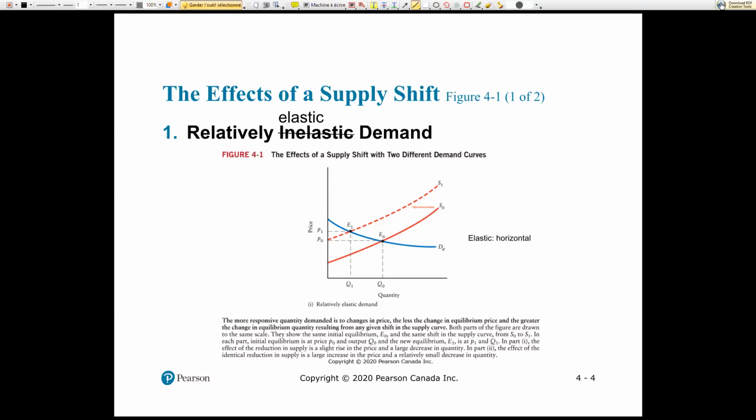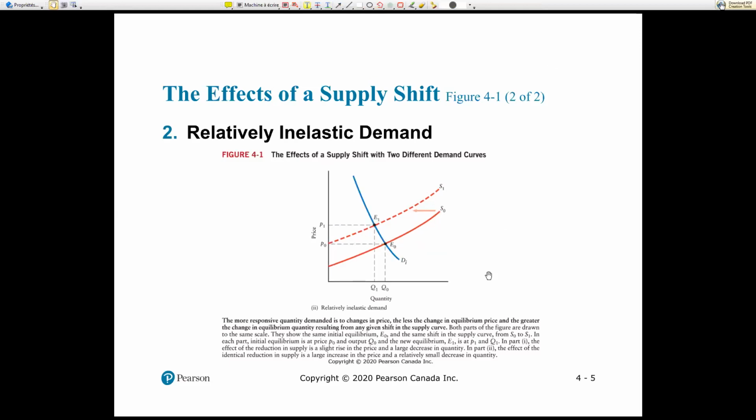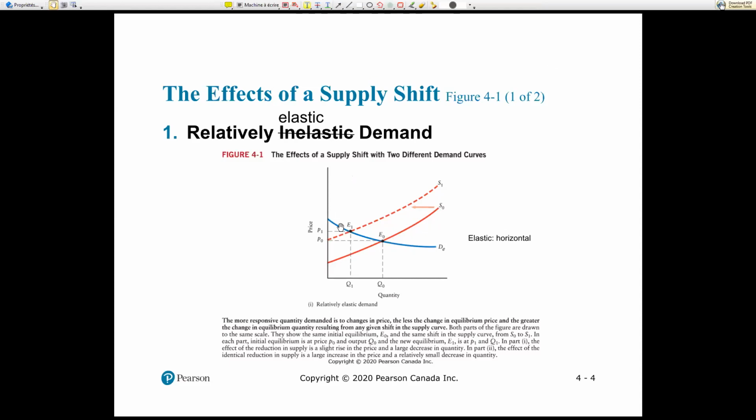I wanted to know, I don't understand for the elastic, you were talking about horizontal. Is it for the curve? I don't understand. So if I show you another one, maybe it's going to be clearer. So then this is inelastic, so it looks vertical. Do you understand more? This is vertical, or steep, and this is quite flat.